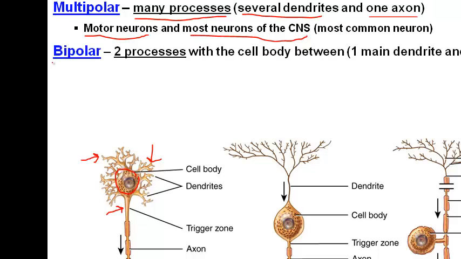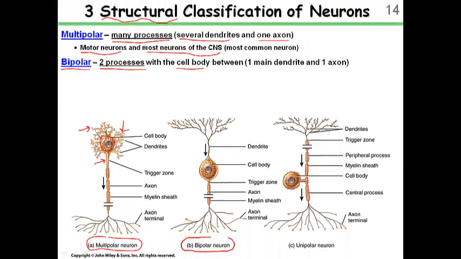There are others that are bipolar. So bi means two. So two processes that come off the cell body. So in panel B, we have a bipolar neuron. Notice here's the cell body. And there's only two processes. There's one dendrite and one axon. Now we don't care about all these up here and these down here. We're looking at just how many things come off of the cell body. If there's two, it's called a bipolar.